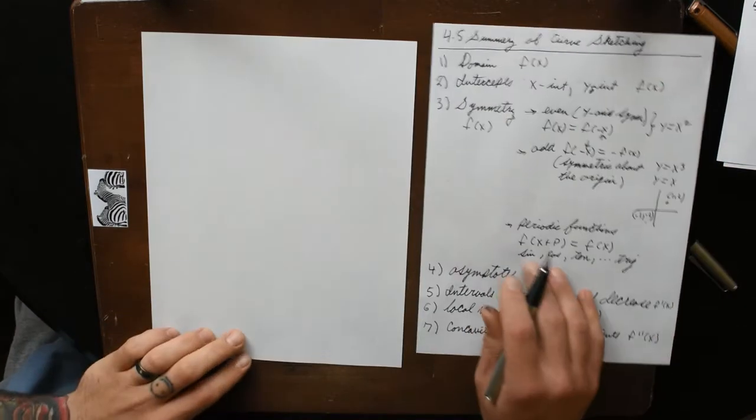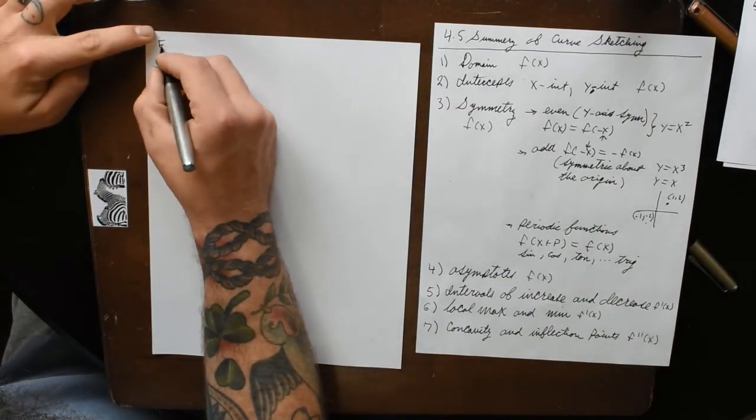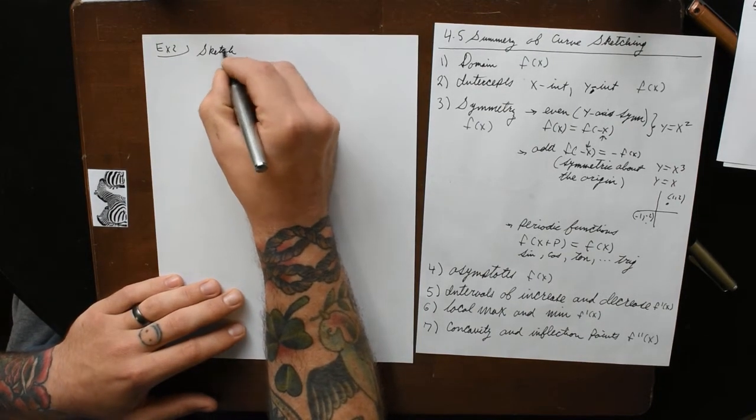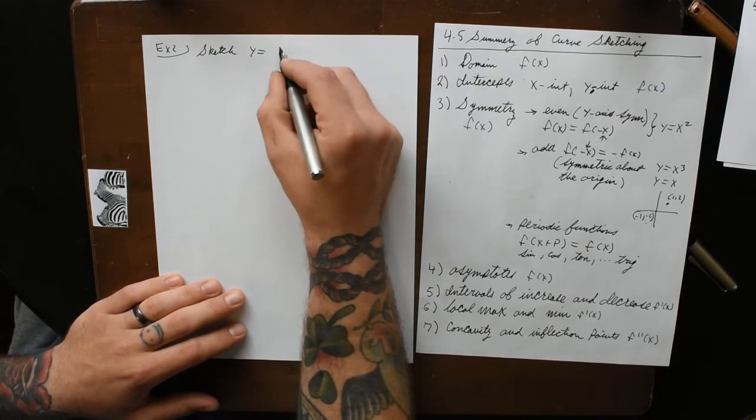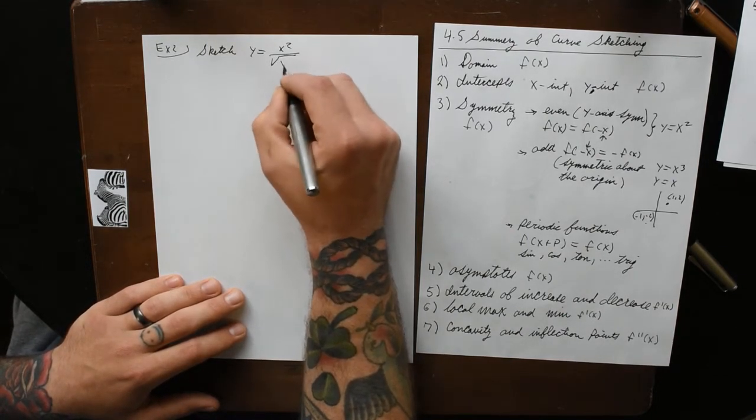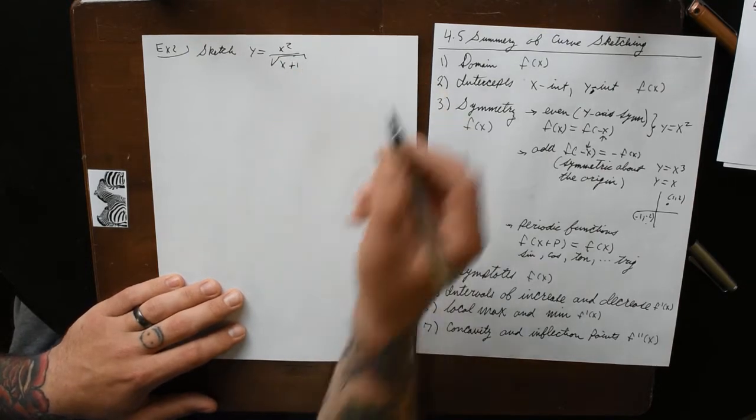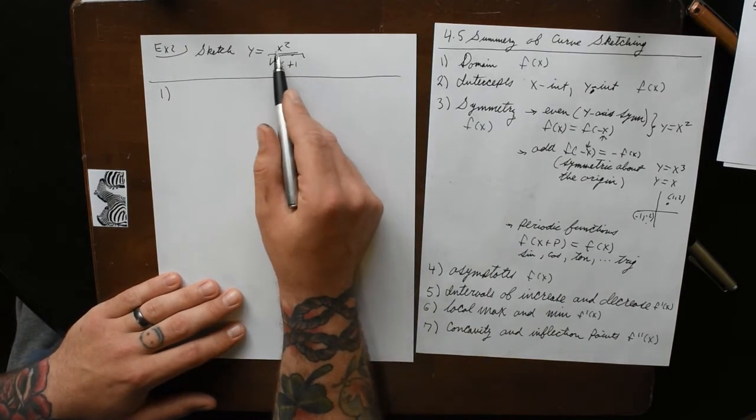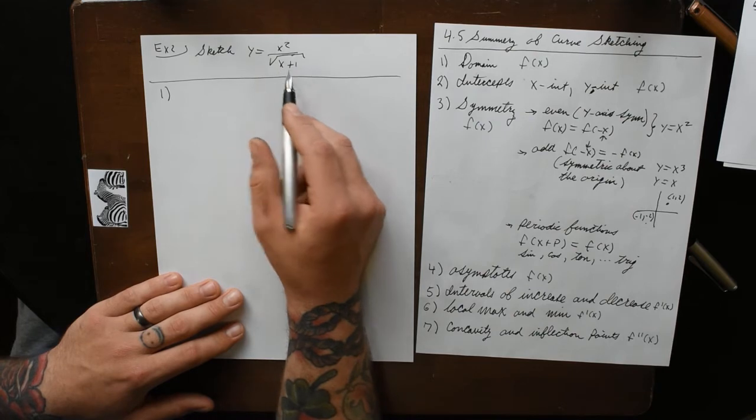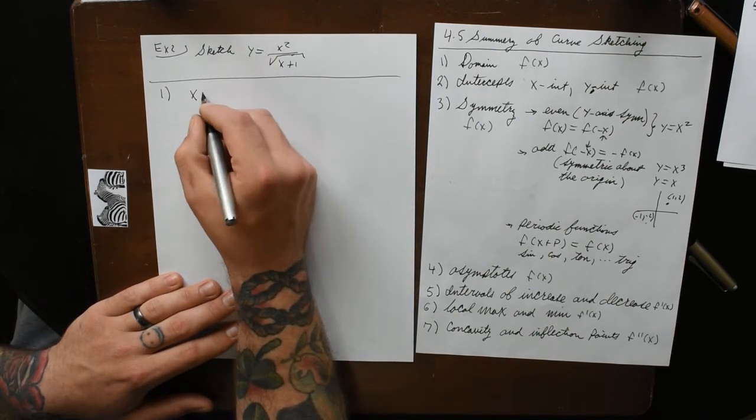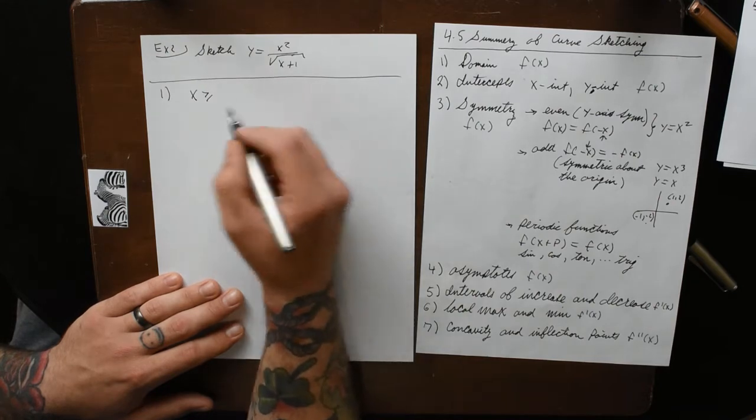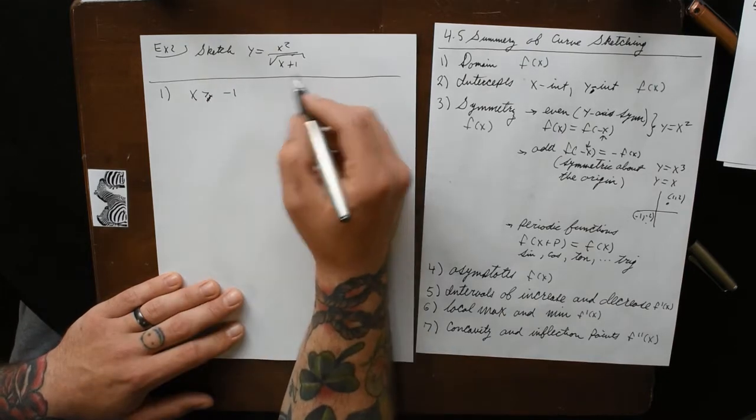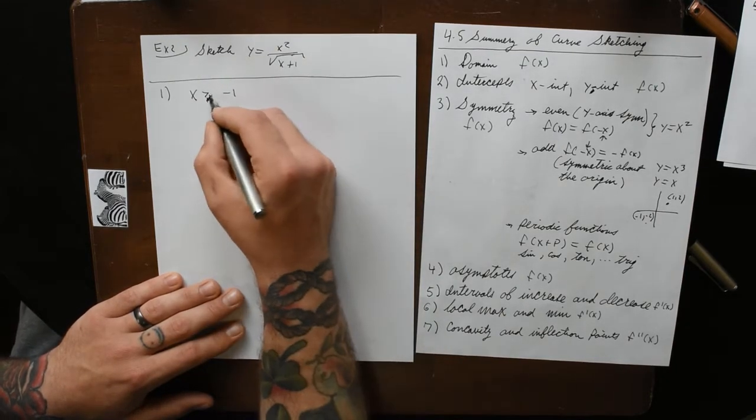Alright, so let's sketch another one. Example 2. We're going to sketch y is equal to x squared divided by the square root of x plus 1. The first thing is our domain. Well, x squared, x can be any number if we're going to square it, but we can't take the square root of a negative number. So we need x to be bigger than negative 1. Because we also can't divide by 0, so we have to exclude negative 1.